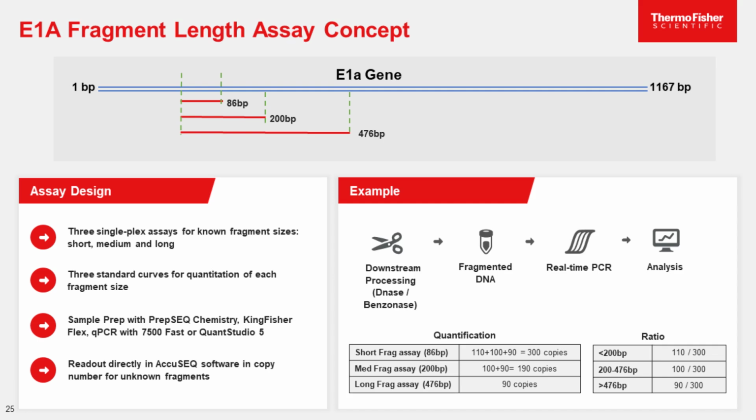The design involves 3 singleplex assays targeting known overlapping fragment sizes of short, medium, and long fragments, or 86, 200, and 476 base pairs respectively. The assay requires 3 standard curves, one for each fragment size, to quantitate E1A fragments in unknown samples. Given the overlapping nature of the target fragments, the short assay quantitates all fragments larger than 86 base pairs. The medium assay quantitates all fragments larger than 200 base pairs, and the long assay quantitates all fragments larger than 476 base pairs. We will provide you with a calculation tool that helps you calculate the E1A fragment size profile in your samples.